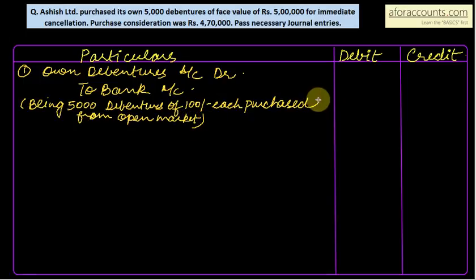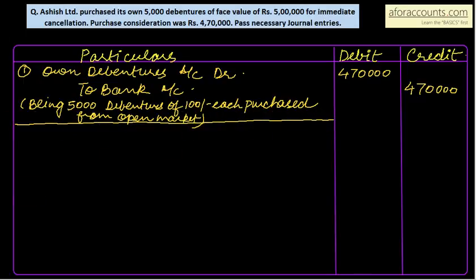Okay, आप अमाउंट में क्या लिखोगे? The purchase consideration, जितने में भी आपने परचेज किया है. So purchase consideration is 4,70,000. So own debentures account debit 4,70,000 to bank 4,70,000 being 5,000 debentures of rupees 100 each purchased from open market. ओके तो ये 4,70,000 का परचेज हमने रिकॉर्ड किया. अब डिबेंचर्स को कैंसिल करेंगे.